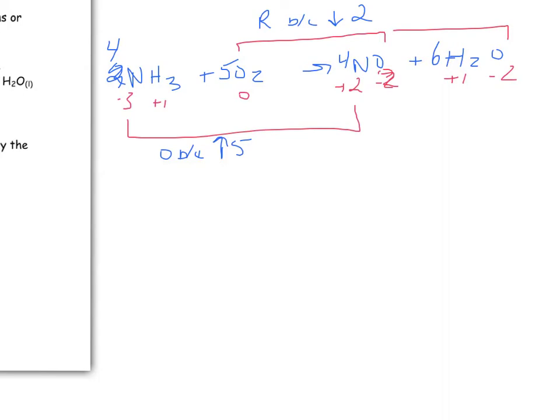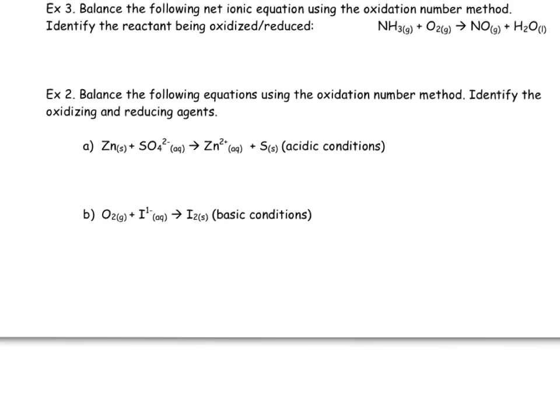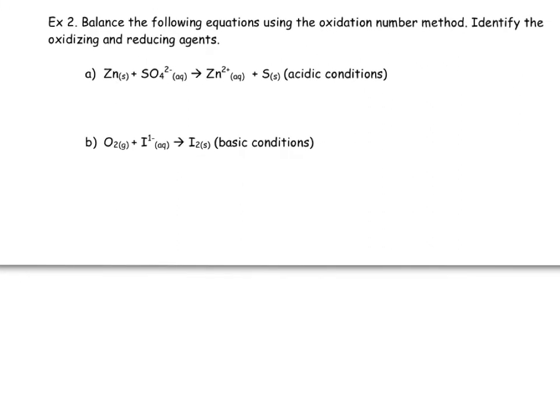Balancing under neutral conditions is the easiest. It gets more complicated under acidic and basic conditions. Let's have a look at example 2a. First, I need to assign oxidation numbers.